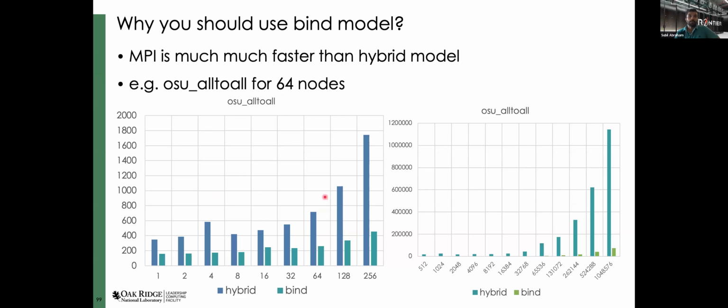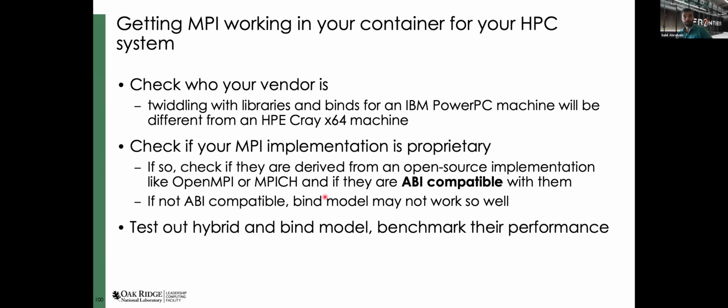When you're running MPI communications, it is beneficial for you to run your applications with the bind model when you require good, fast performance. So we had a quick question. Yes, maybe the answer is don't bother with the hybrid model, just use the bind model.